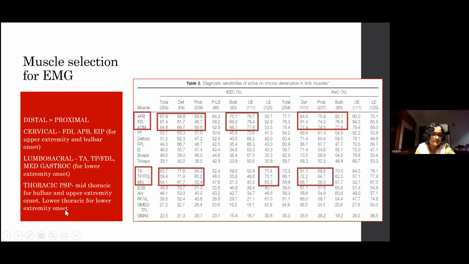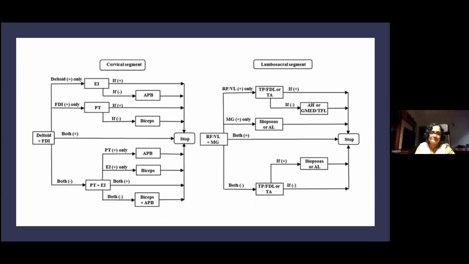So for lower extremity onset, once you have proven that there is diffuse denervation in both lower limbs, go to the lower thoracic paraspinal muscles first. Don't go to mid-thoracic, go to lower thoracic paraspinals. That will give you a better yield. If you have shown denervation in cervical segments or in bulbar segments, in bulbar onset or upper extremity onset motor neuron disease, go to the mid-thoracic paraspinal muscles.